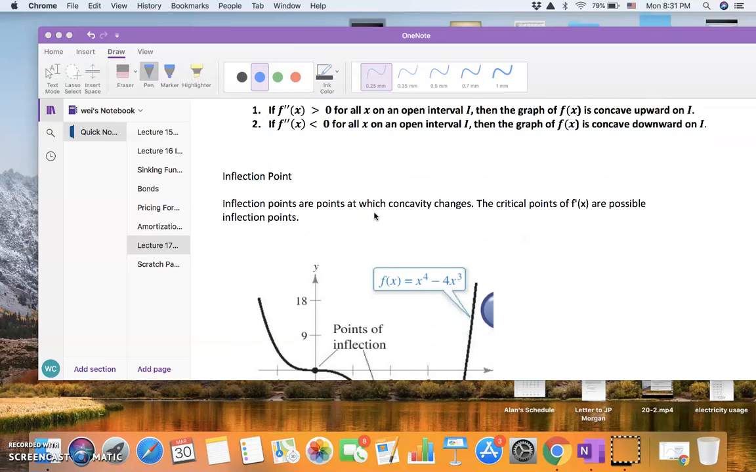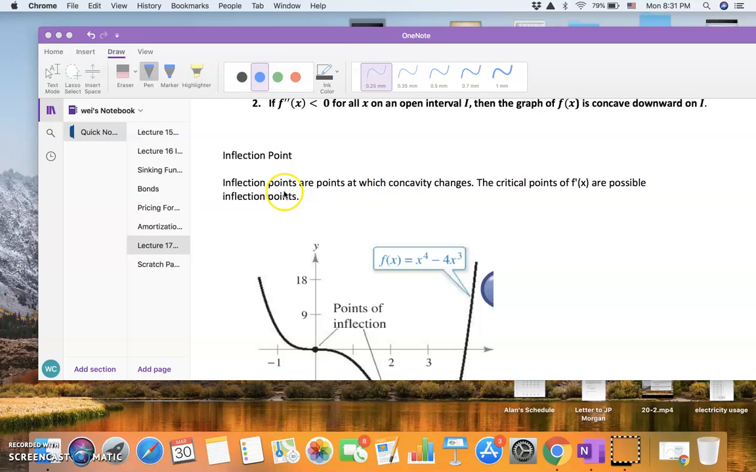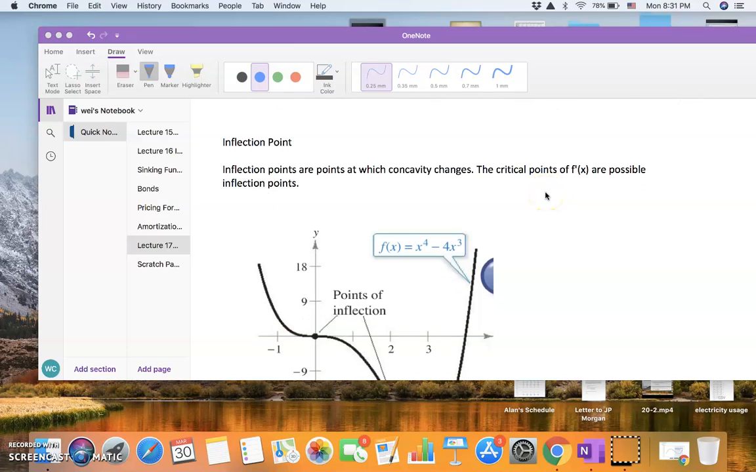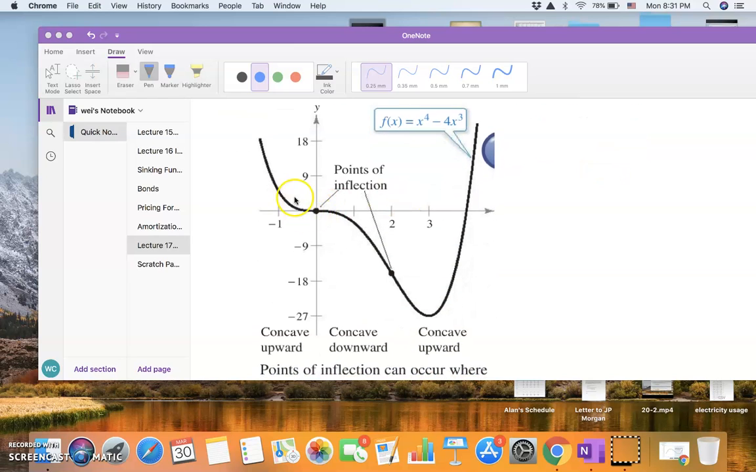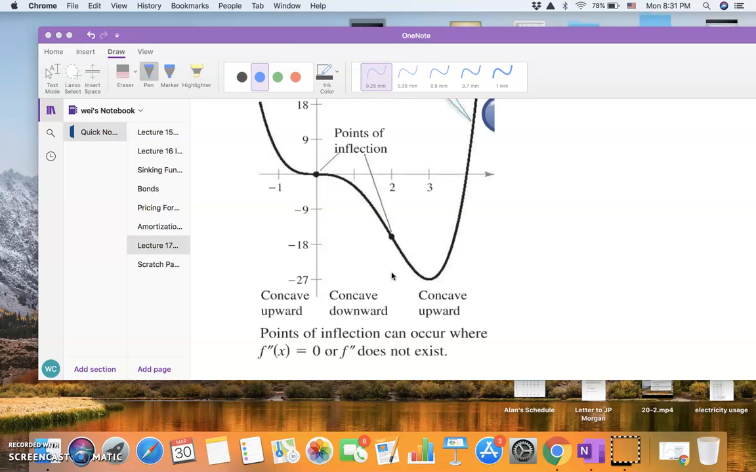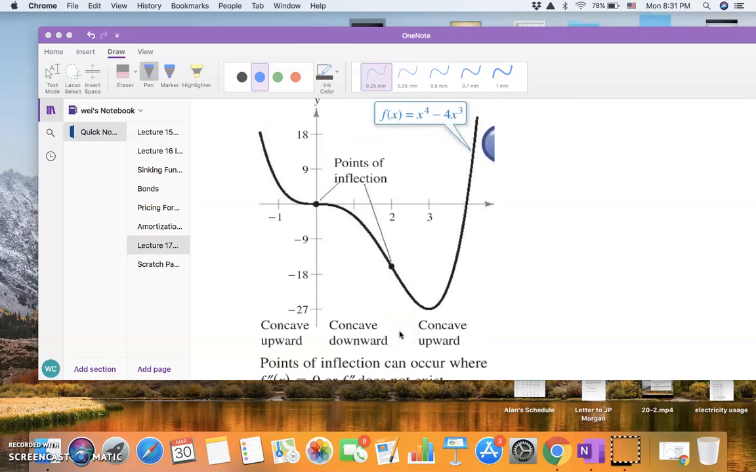Okay, and the inflection points are the points at which the concavity changes. And the critical points of the first derivative are possible inflection points. For example, on this graph, we have two inflection points. One is here, another one is here. To find the inflection points, we're looking for where the second derivative is equal to 0 or where the second derivative does not exist.